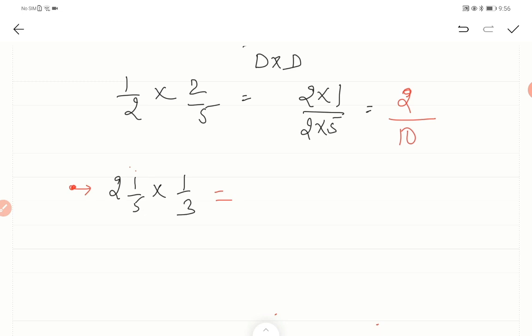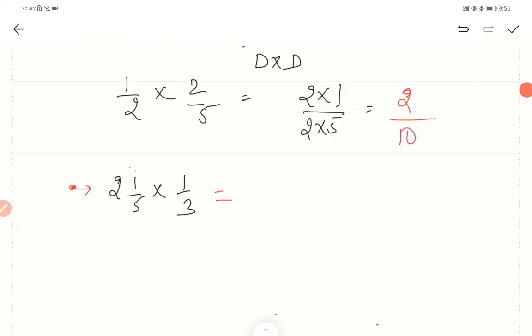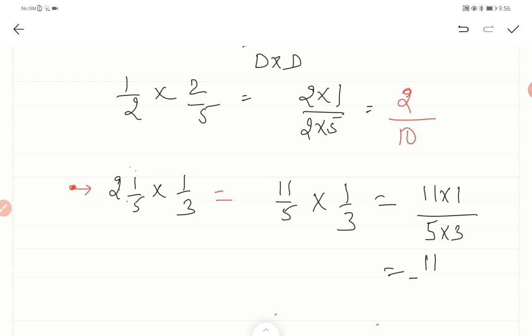So we have 2 1 by 5 multiplied by 1 by 3. Since 2 1 by 5 is a mixed fraction, we will first convert it into an improper fraction. So this will be 5 into 2 is 10, plus 1, 11 by 5 into 1 by 3. So this is numerator into numerator, 11 into 1, divided by denominator into denominator, 5 into 3. So this is 11 by 15.